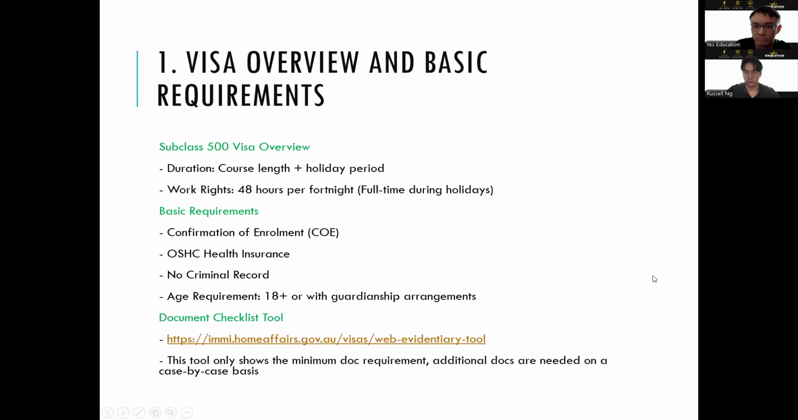So everyone should note that this tool only shows the minimum requirement. That doesn't guarantee that if you provide the documents strictly according to the checklist, you will get a grant of the visa. That's only the minimum requirement. You still need to look at the student's personal situation and see if any additional documents are helpful. We'll talk about that in the genuine student requirement part.